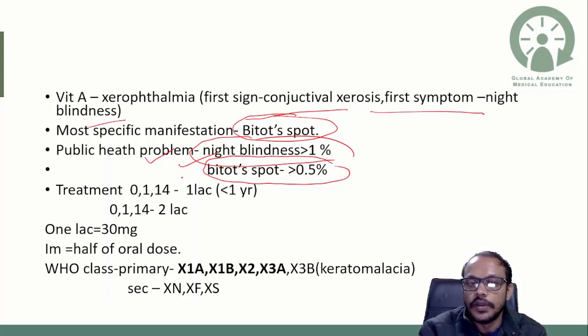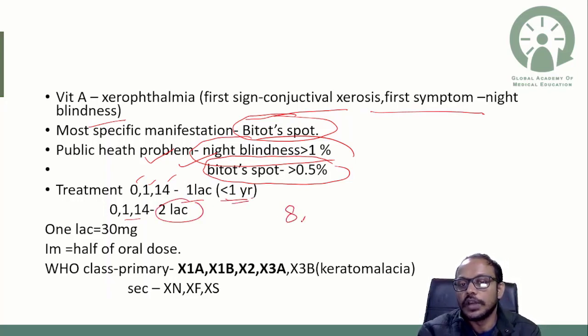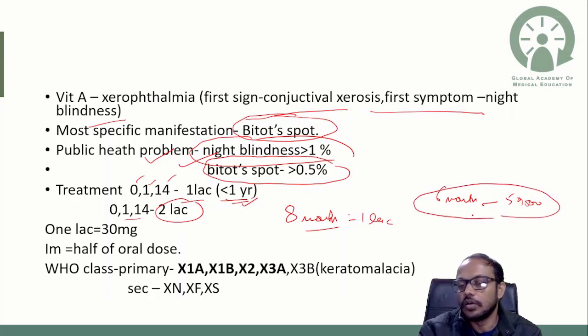Okay, in the treatment of vitamin A deficiency, we usually give doses on day 0, 1 and 14: 1 lakh international units in less than 1 year, and 2 lakh international units in more than 1 year. So in an 8-month-old child, the dose of vitamin A should be, since it is less than 1 year, 1 lakh, and below 6 months it should be 50,000. Okay, if vitamin A is at all given in a child less than 6 months, it should be 50,000 international units.